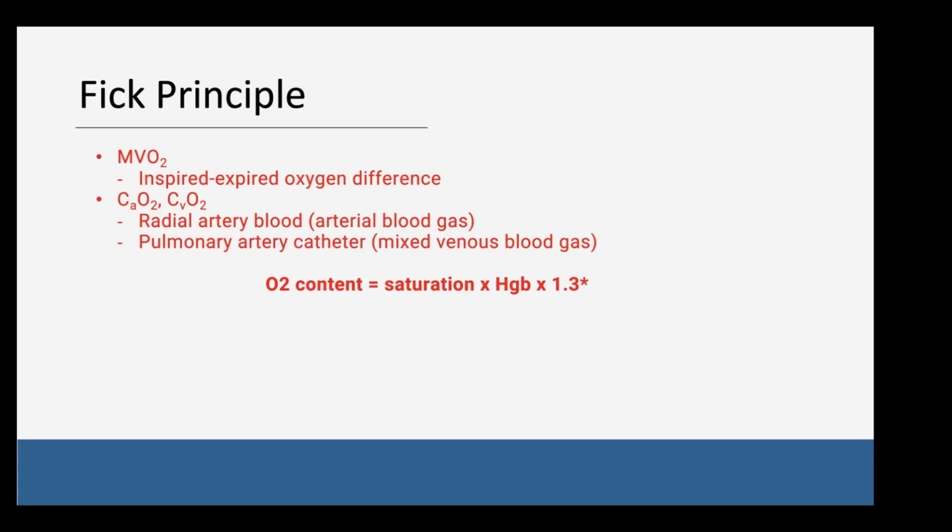And the equation here is the O2 content is equal to the saturation of the blood times hemoglobin times 1.3, and I put a star. This is a very simplified version of the equation, because you'll see anywhere from 1.31 to 1.39 as your constant. It also omits the small contribution to the oxygen content by the dissolved oxygen, which is 0.003 times the PaO2. Under normal physiologic conditions, it's pretty non-contributory, and therefore I just omitted it from this.